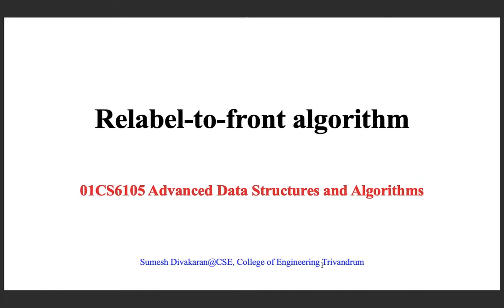In the last two classes, we discussed the generic push relabel algorithms, and we also proved that the algorithm is correct, in the sense that if it terminates, it computes the max flow value. Today we are going to see a new version of push relabel algorithms known as the relabel to front algorithm.